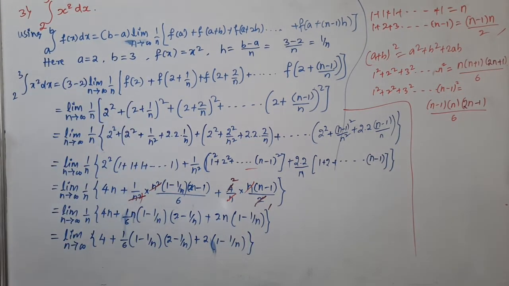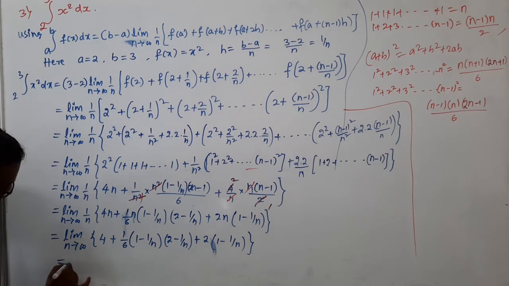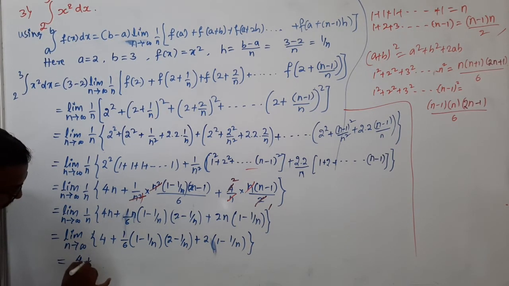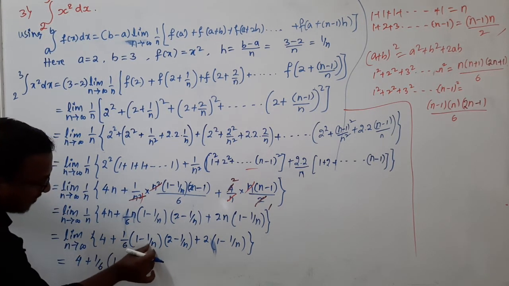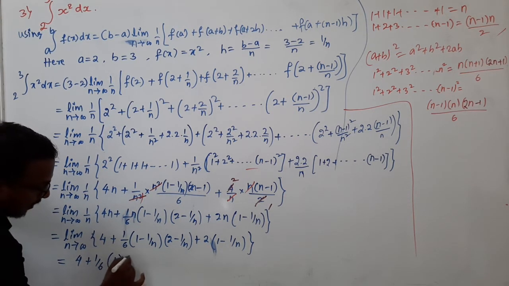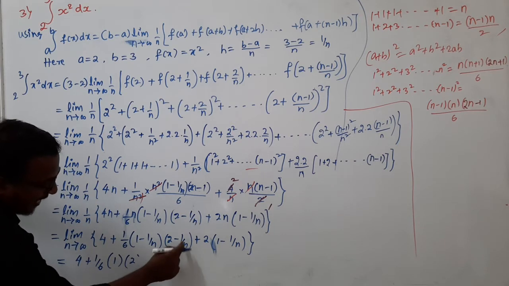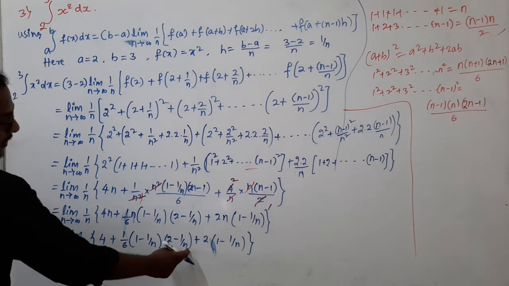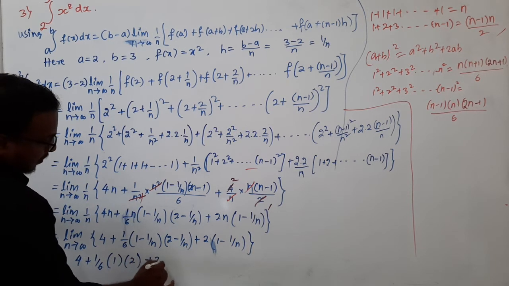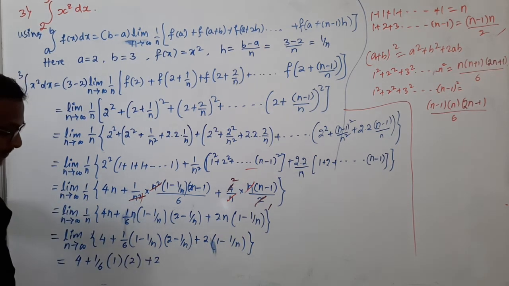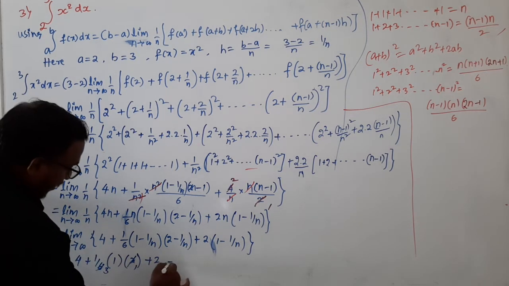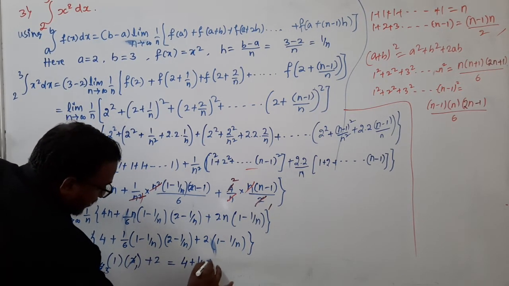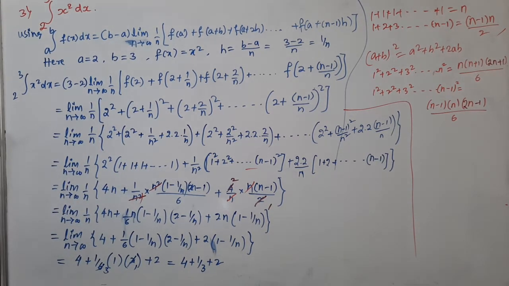Now apply the limit, n tends to infinity. Now applying the limit, it will become 4 plus 1 by 6 into 1 minus 1 by n. As n tends to infinity, 1 by n is 0, so 1 by 6 into 1 into 2 plus 2 minus 1 by n, this value is 0 as well. Hence the result is: 2 ones are 2, 3 s are 3. Therefore 4 plus 1 by 3 plus 2.